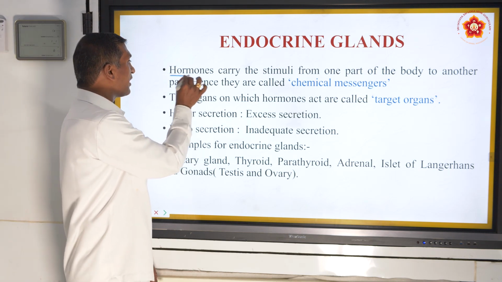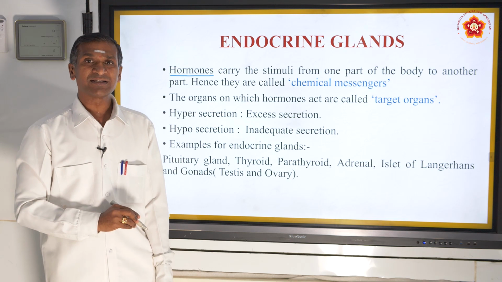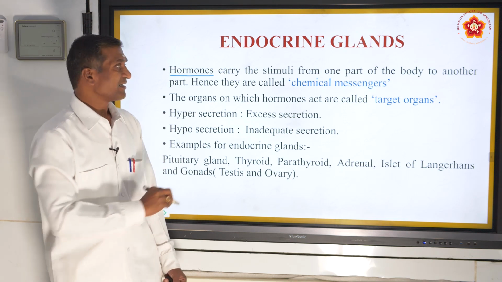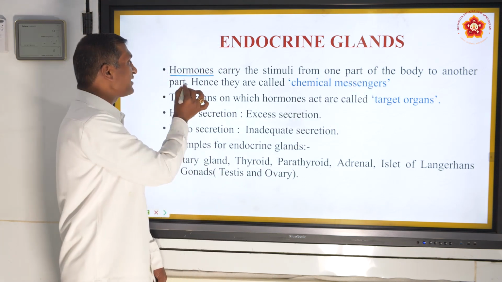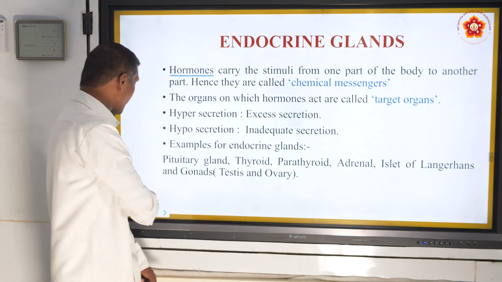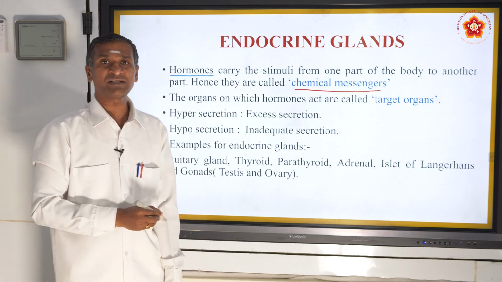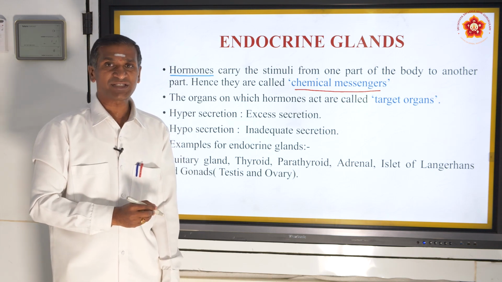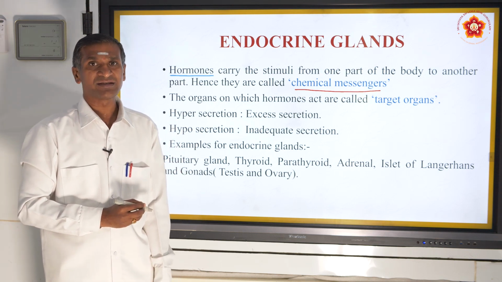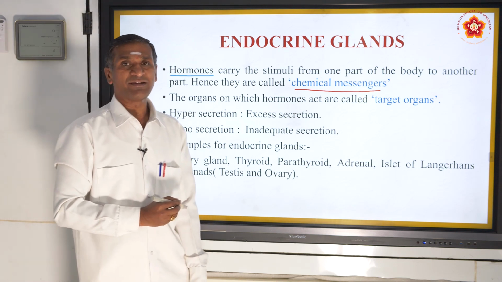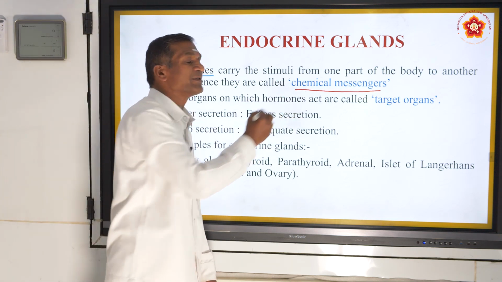Endocrine glands, the hormones carry the stimuli. Stimuli is plural, stimulus is singular. The hormones carry the stimuli from one part of the body to another part. Hence they are called chemical messengers. Very important application type questions: hormones are called chemical messengers, give reasons. Since they carry the stimuli from one part of the body to another part, hence they are called chemical messengers.